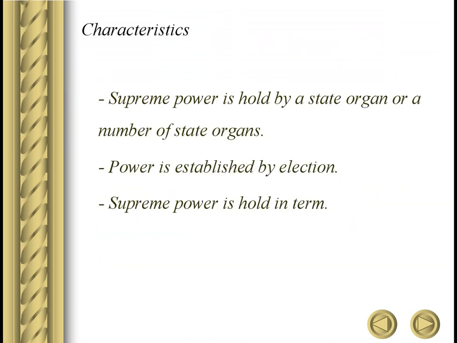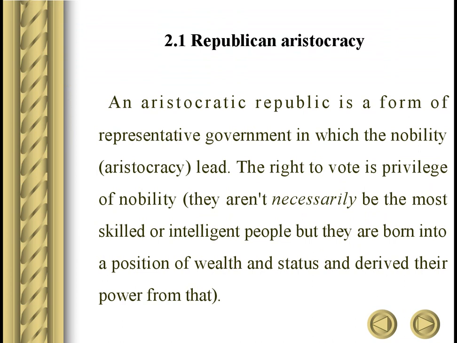The republic system has three characteristics. First, supreme power is held by a state organ or a number of state organs. Second, the power is established by election. And the last one, supreme power is held for a term. In the republic system, we can see a number of forms, including republican aristocracy system, presidential system, semi-presidential system, and parliamentary system.